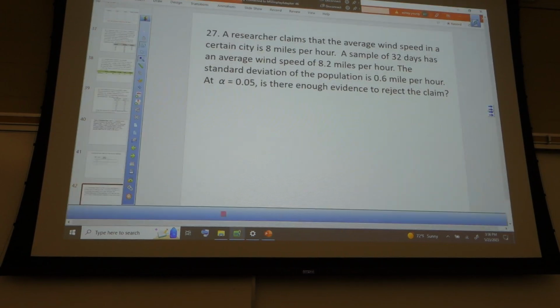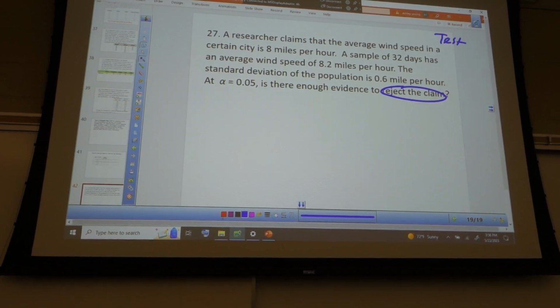So tell me, what kind of problem is this? It's a test, yep, and what kind of test is it? Mean, yep, so it's a mean. So what is going to be my calculator function? T-test. All right, so everybody do the first thing, tell me what is my claim, and then what am I going to put inside t-test? Those are the only two things I think we need.